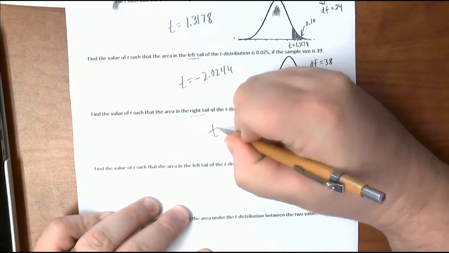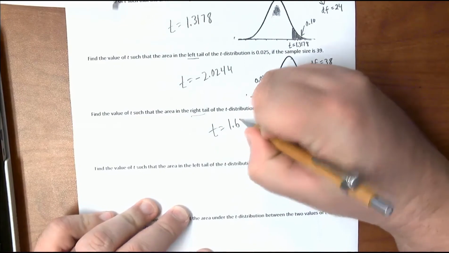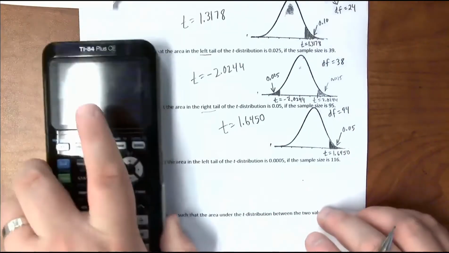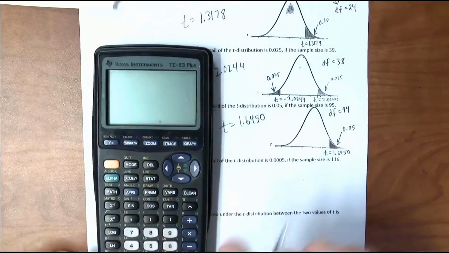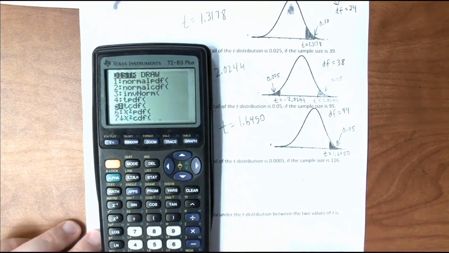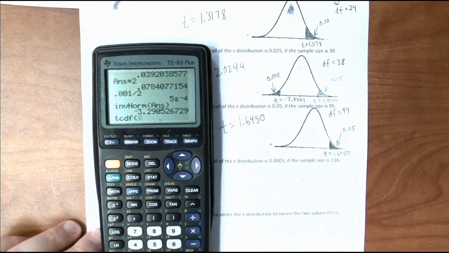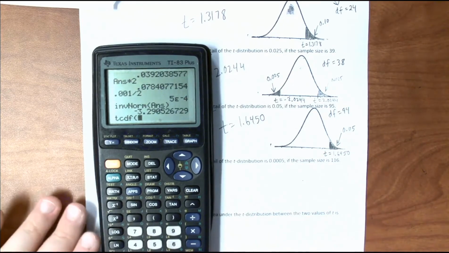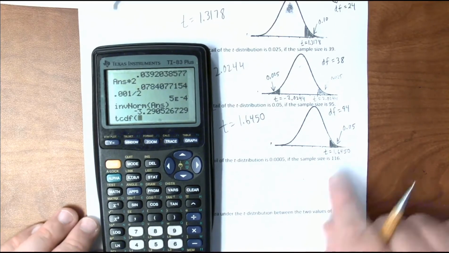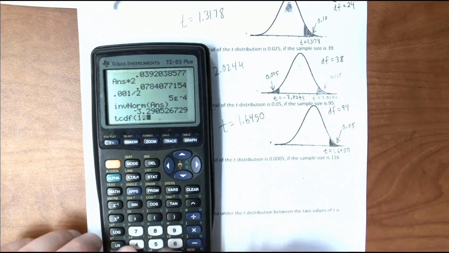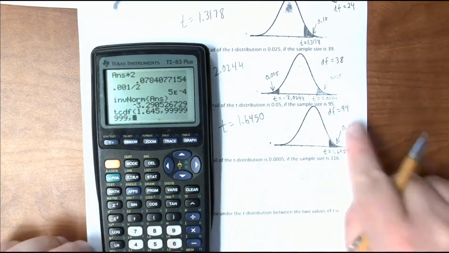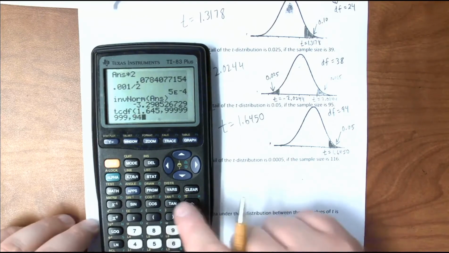1.6450 is the value of t we're looking for. Again, we can verify our answer by going here. I'll use the TI-83 this time, by going to the distribution menu, looking for TCDF. For here, we have to know the syntax. It's lower, comma, upper, comma, degrees of freedom. So we're starting at 1.645, shading forever to the right, and then our degrees of freedom was 94.